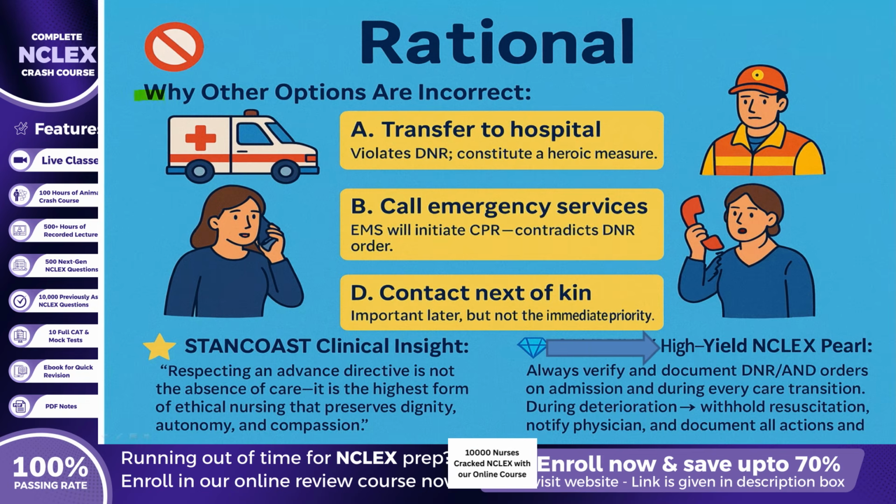Now, let us understand why the other options are incorrect. Option A, transferring the client to the hospital, directly violates the advance directive and DNR order because it constitutes a heroic measure aimed at life prolongation. Doing so would disregard the client's autonomy and expressed preferences. Option B, calling emergency medical services, is also incorrect, as their protocols include initiating CPR and other advanced life-saving interventions, which would conflict with the DNR order. Option D, contacting the next of kin, though necessary eventually, is not the immediate nursing priority. The physician must first be notified, as they are responsible for confirming the event and directing next steps.